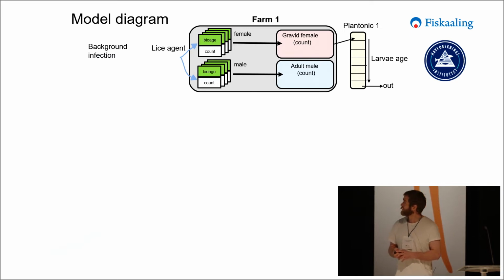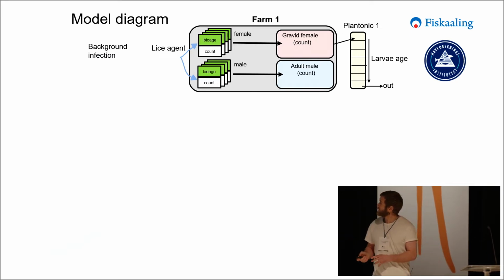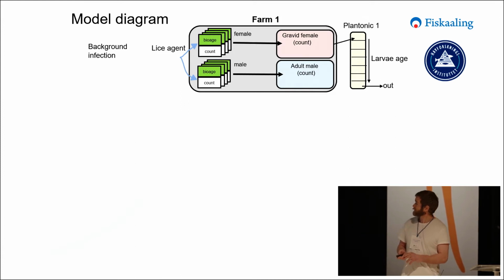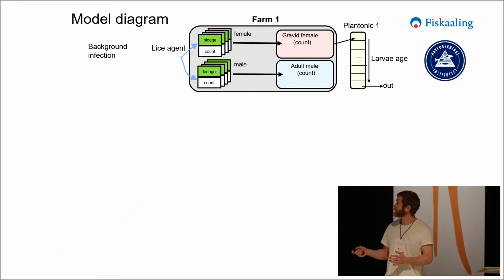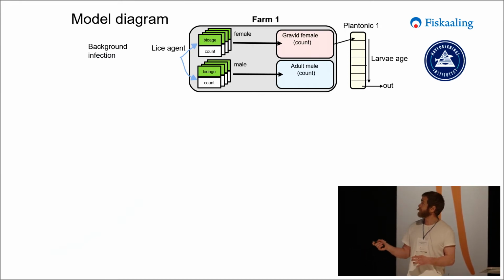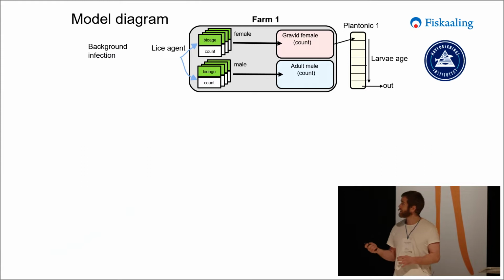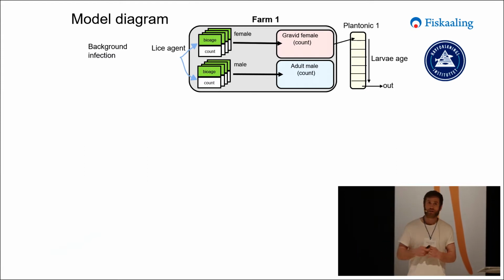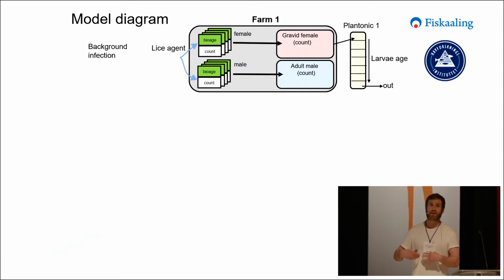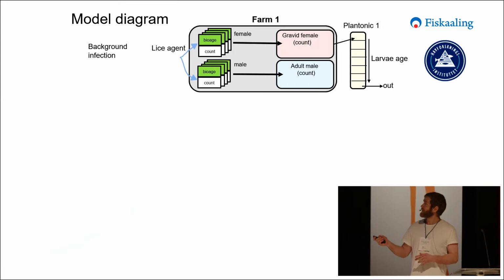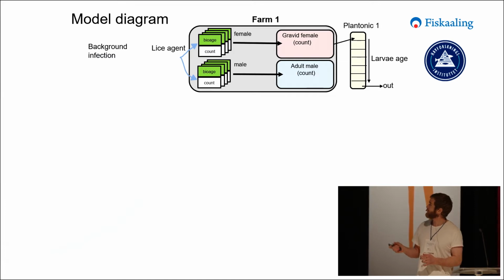If we take farm 1 here, or a farm, it will get lice from somewhere. And each time step we make a new lice agent, 1 male and 1 female, and we track the biological age and also count how many lice each agent represents. After a given amount of time, depending on temperature, they will develop into gravid females and adult males.